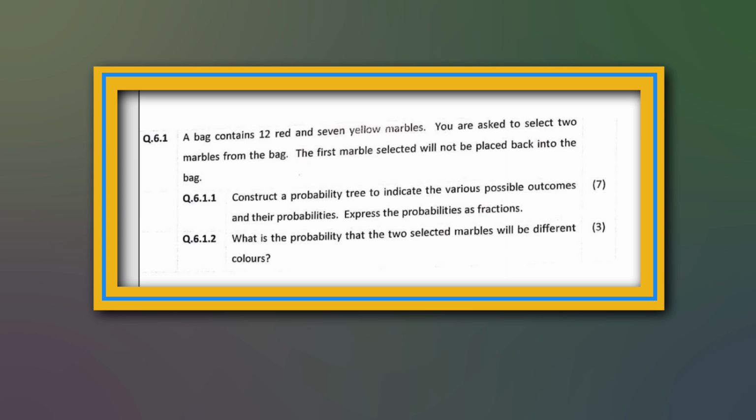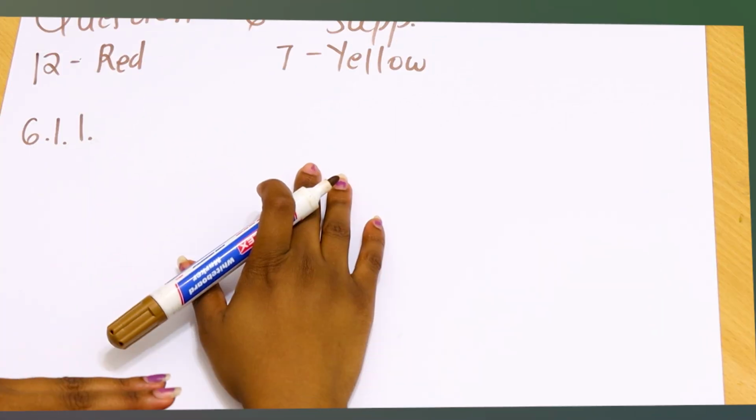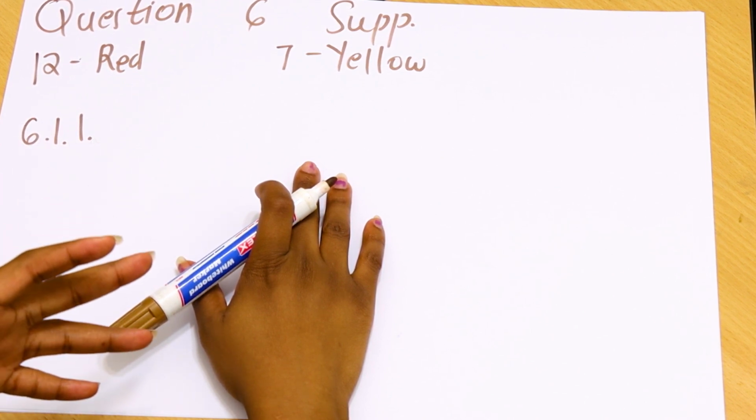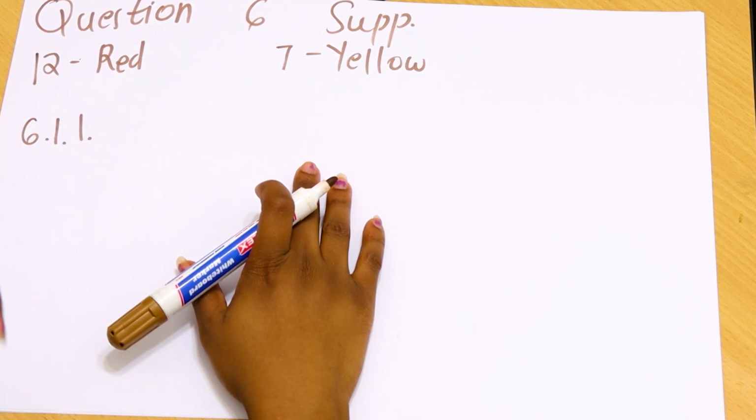So here, the important thing for you to note is that they say you are selecting 2 marbles. The first marble you take, you're not going to place it back. That's very important for you to know, because it means after taking the first marble, the number of marbles reduces.